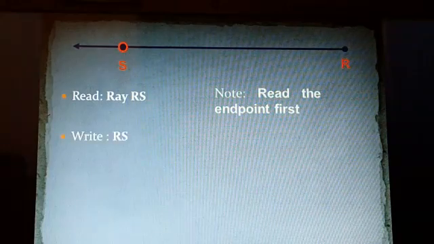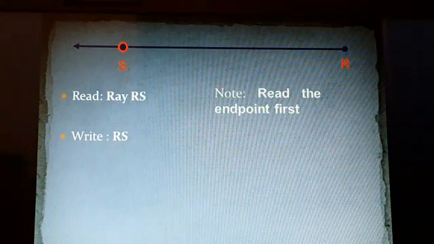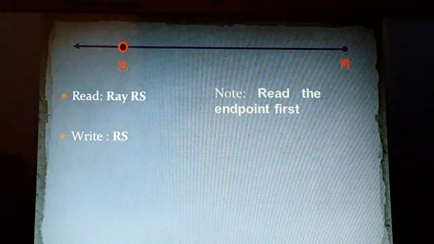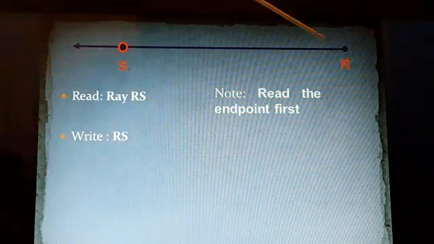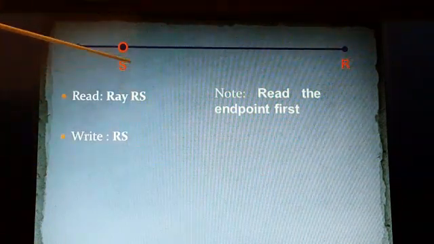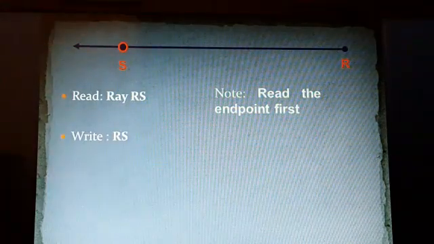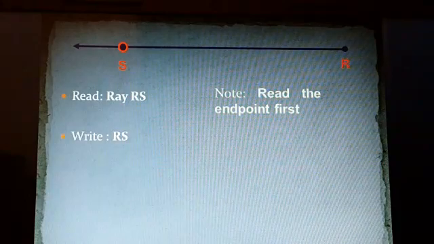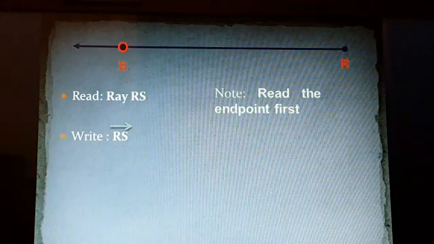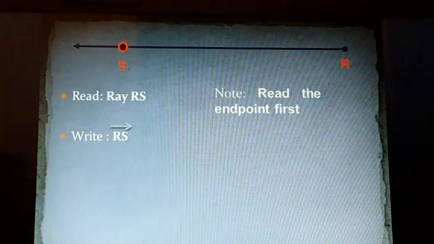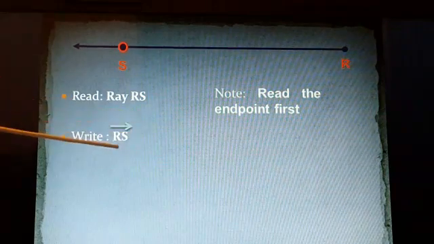Now how to write? We will write in the same way as we read it, but there is one thing we have to do. Start from the end point R, then write the letter with the arrowhead S, and something is missing here, as I told you. What is it? The ray symbol. It is very important when you have to write. Then you have to put the symbol over the letters.